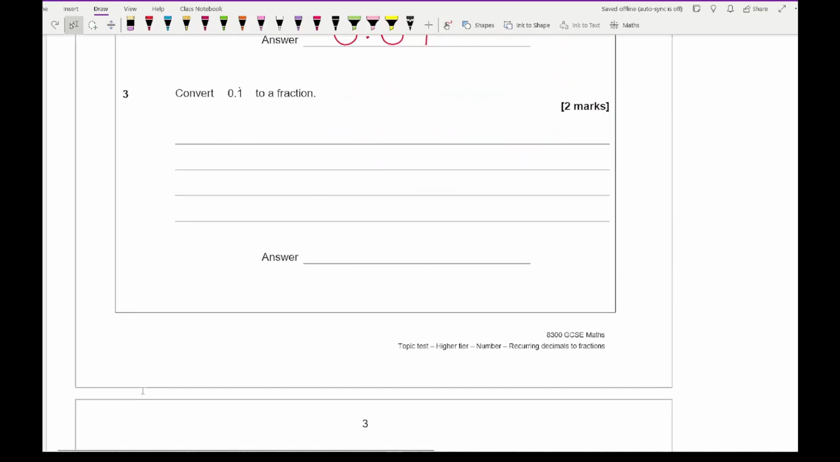Question 3, it says convert 0.1 recurring into a fraction. So again with this you want to make it equal to x. Then you want to multiply by 10 until we get that repeated pattern after the decimal point. Then taking these two, what you want to try and do is make sure that you are writing the big one, take away the smaller one.